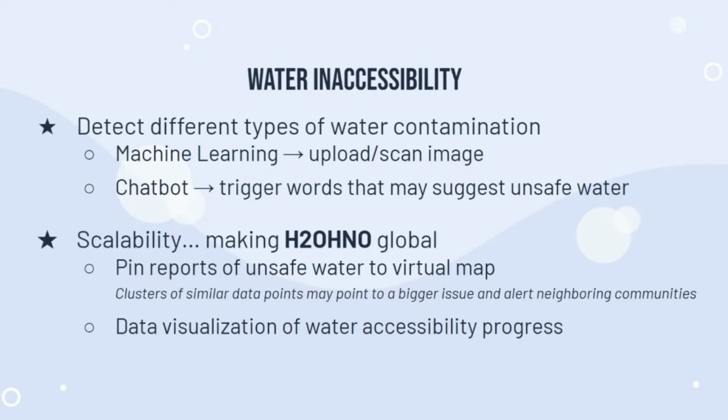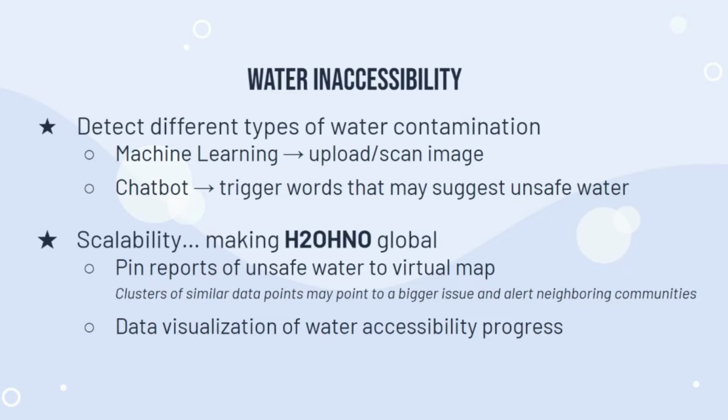Another big part of our site is scalability and making H2OhNo global. We actually emphasize that this is an international problem, and so it also deserves an international platform. So we created a virtual map, courtesy of Google Maps, that pins reports of water contamination onto the site. There are different icons for different types of contamination, as you'll see in our demo. And so these data points are plotted directly onto a map. And this offers a lot of practical purposes.